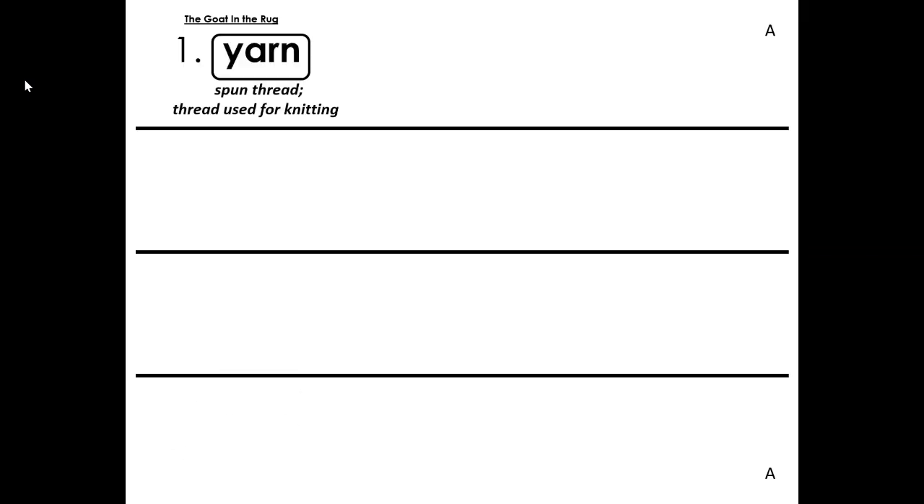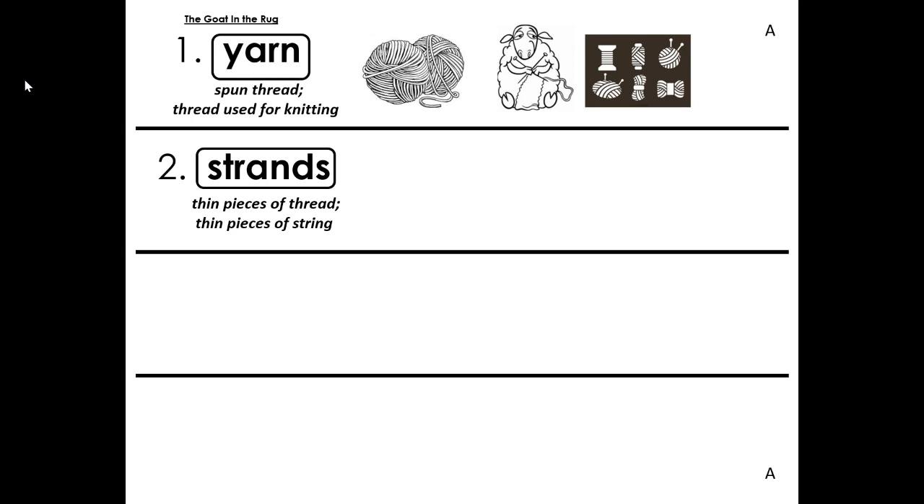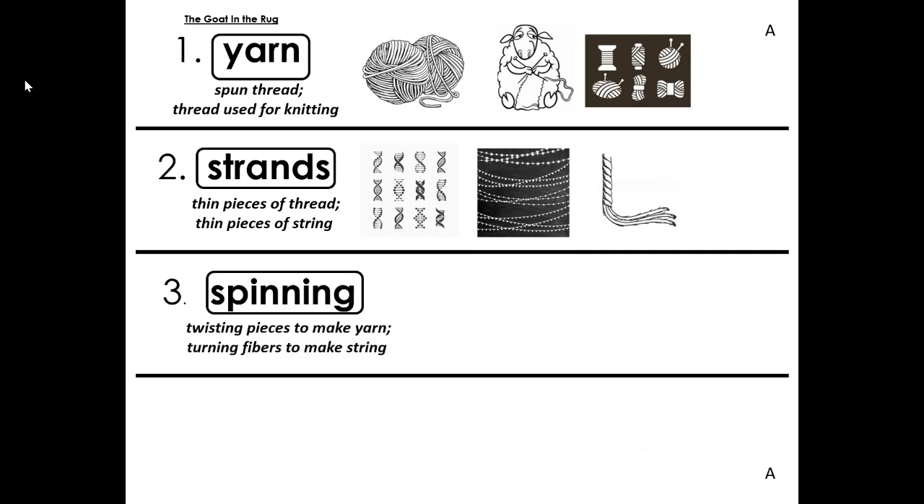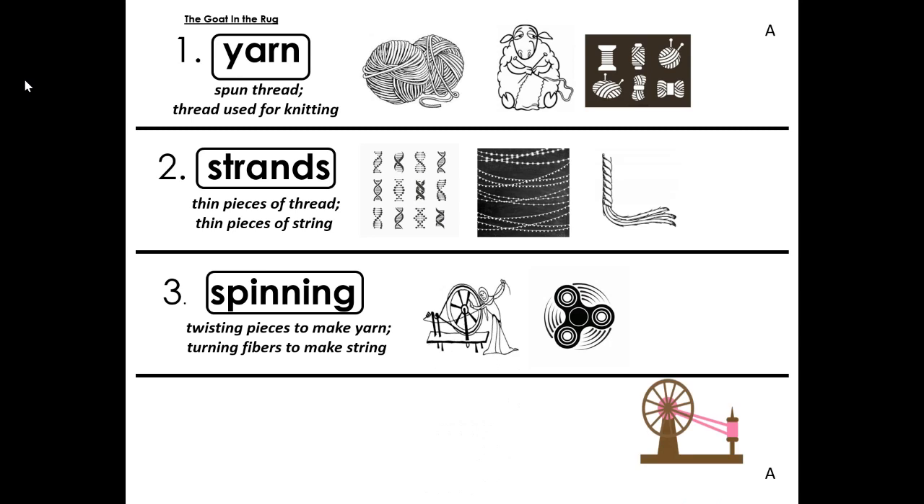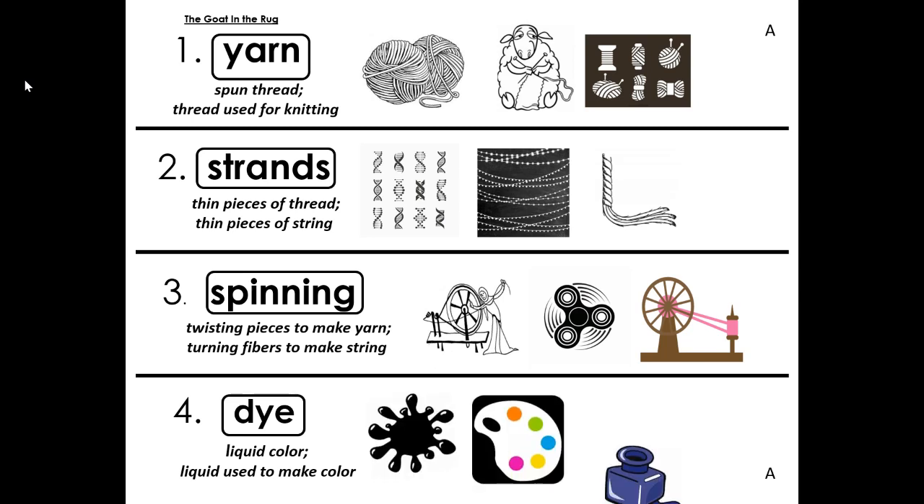So let's review our vocabulary words. Number one, do you remember this word? Yarn, spun thread, thread used for knitting. Yarn. Number two, do you remember this word? Strands, thin pieces of thread, thin pieces of string, strands. Number three, spinning, twisting pieces to make yarn, turning fibers to make string, spinning. Number four, dye, liquid color, liquid used to make color, dye.